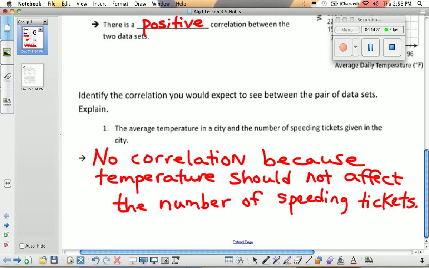The age of the driver? Maybe. We don't know. You have to collect some data and find out. But chances are, if we collected data and measured the temperature outside and how many speeding tickets, about 20 different times, chances are the points would be all over the graph, wouldn't they? There'd be no correlation. Okay, there's one more on the back side here.